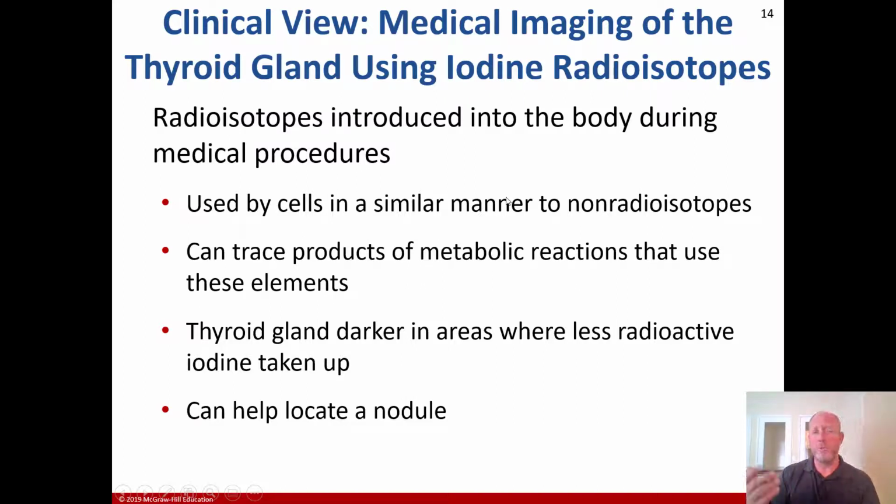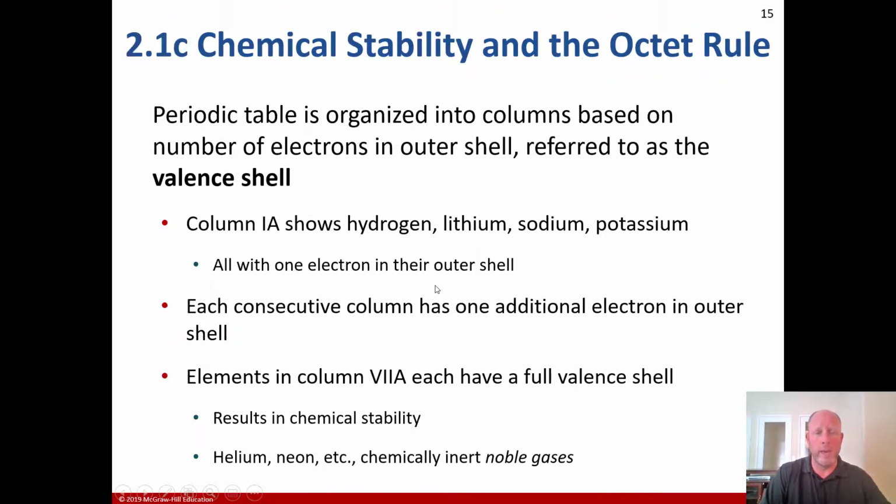The radioisotopes introduced into the body during medical procedures are used by cells in a similar manner to non-radioisotopes, and you can therefore, by injecting the radioisotope, trace the products of metabolic reactions that use those elements. They're tracing, right, to find out what's happening in the body. Pretty impressive stuff. The thyroid gland will then show darker in areas where there's less radioactive iodine taken up, and you can help locate nodules by doing that. Pretty impressive stuff that we can now do.